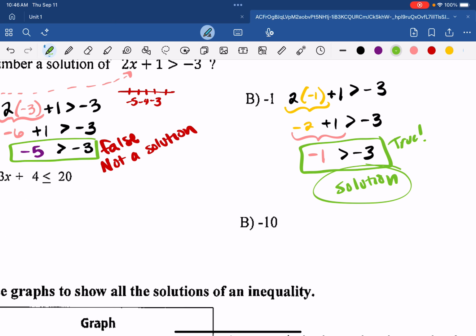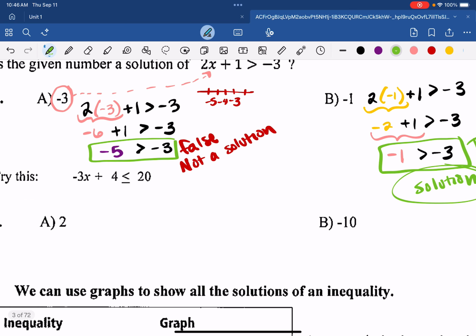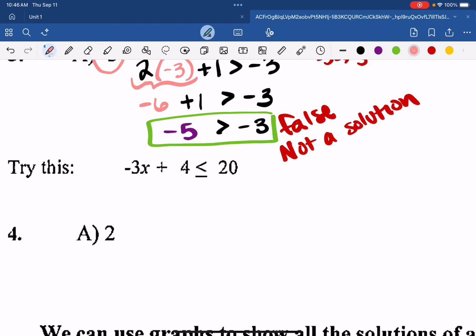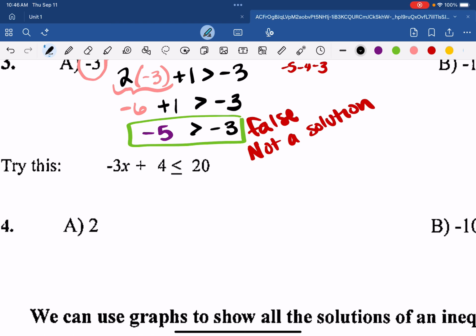All right, I want you to try number 4. So try this one. Try A and B. All right, for A, we should have plugged in our 2. So we plug in a 2, plug in everything else. Now let's solve.